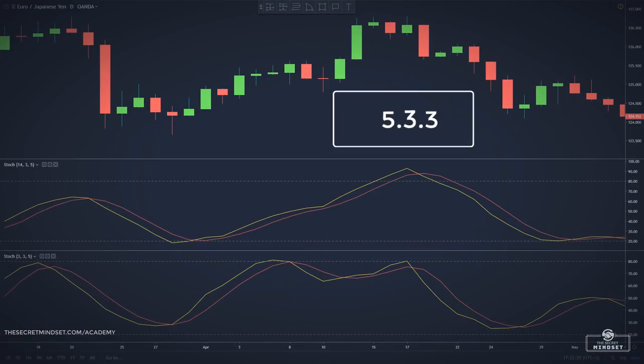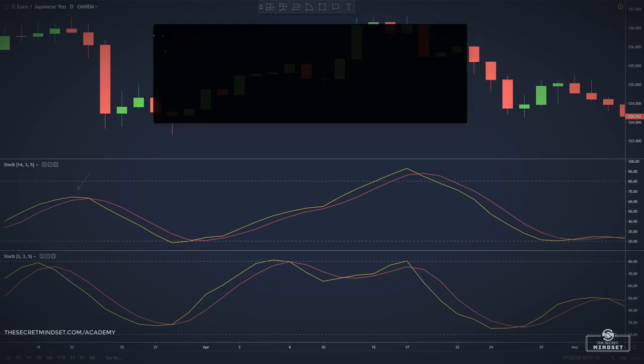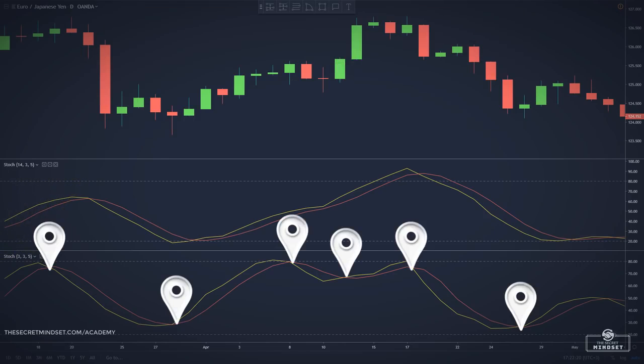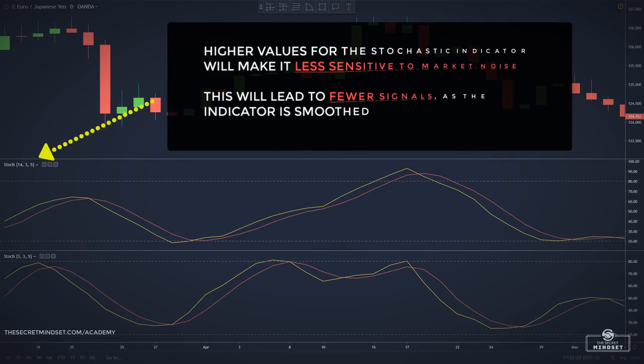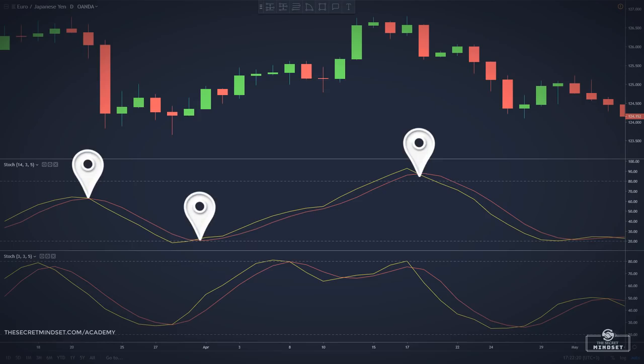Stochastic oscillator comes with the standard 5, 3 and 3 settings. Other common settings are 8, 3 and 3 and even 14, 3 and 3. Depending on your trading style, you have to decide how much noise you are willing to accept with the stochastic. Low values for the stochastic oscillator will make the indicator oversensitive. A stochastic with lower settings will offer a lot of signals, but also comes with a lot of market noise. Higher values for the stochastic indicator will make it less sensitive to market noise. This will lead to fewer signals as the indicator is smoothed.